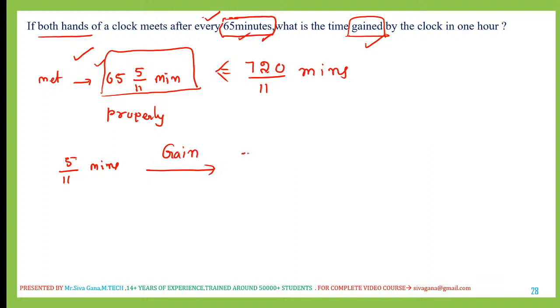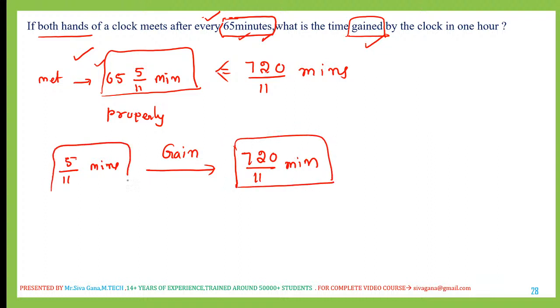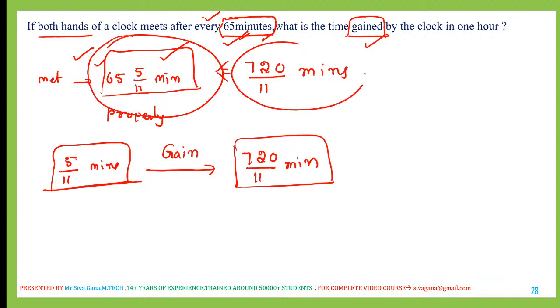In what time? 720/11 minutes is the duration. In this duration, how much is it gaining? 5/11 minutes. I hope my dear students understand; I will explain. The action has to be done in 65 5/11 minutes, but it is happening in 65 minutes. Which means in this time, how much is gaining? 5/11. So in this duration of time, this is the gain.